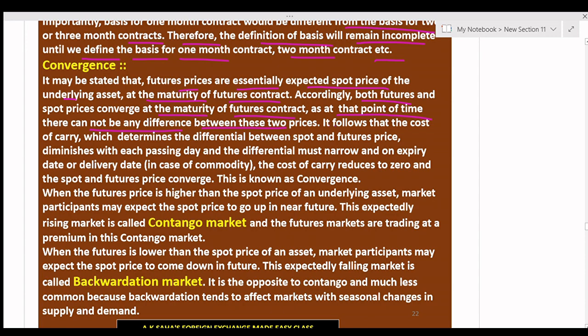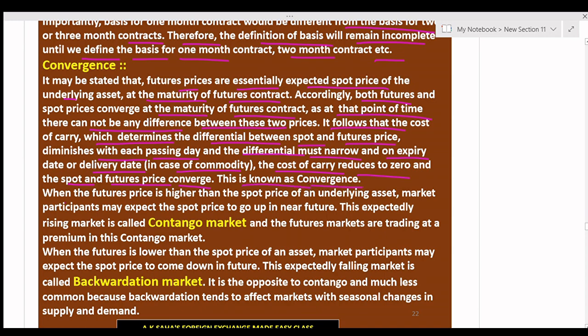It follows that the cost of carry, which determines the differential between spot and future price, diminishes with each passing day, and the differential must narrow. On expiry date, or delivery date in the case of commodity, the cost of carry reduces to zero and the spot and future price converge. This is known as convergence.